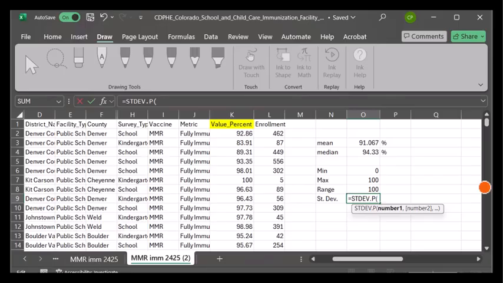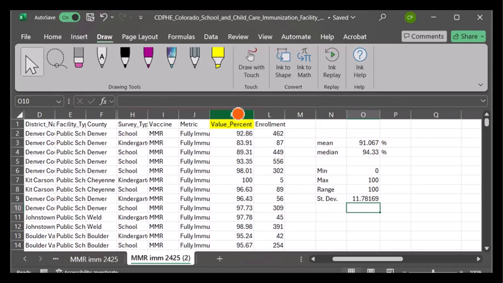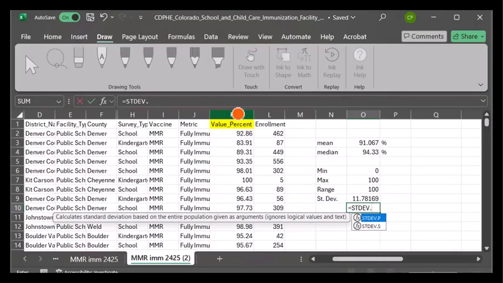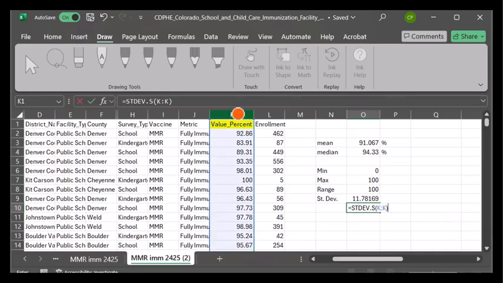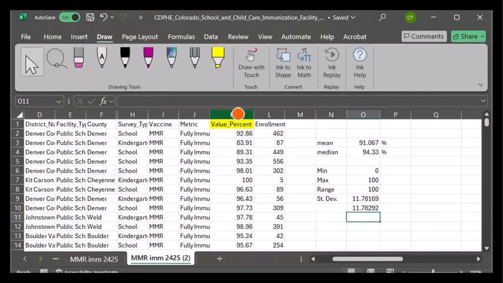Once you type in your formula, you open up the parentheses, and then highlight your data values. I'm clicking on the K above my column again to get the whole list. Close my parentheses and press enter. And ta-da, we have a standard deviation. If I did the sample version, equals stdev.s with the same numbers, I get almost the same number. This is just a slightly bigger number for the sample version. But in this case, because this is the percentages from every single school in the state of Colorado, I'm going to stick with the population version.